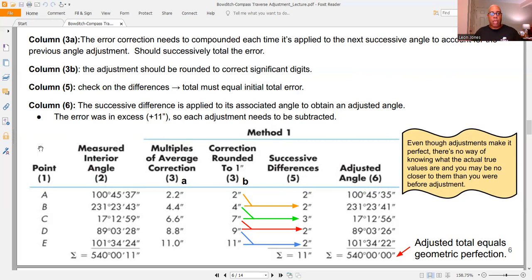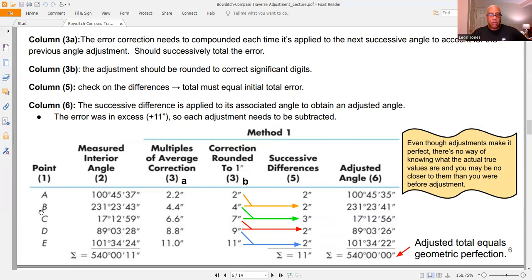The total must equal the initial total error. And then you can go ahead and take the successive difference and apply it to its associated angle to obtain an adjusted angle. Again, the error in this problem was plus 11 seconds. So what does that mean? We have to subtract 11 seconds. So here's what we have.